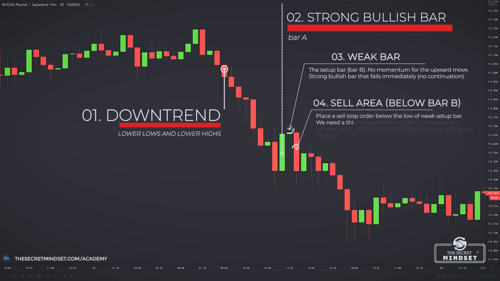So no momentum for the upward move, as we need a strong bullish bar that fails immediately. We trade in the direction of the downward trend by fading the counter trend move. Place a sell stop order below the low of the wick bar. The selling area is right above the low of the wick bar, following the strong bullish bar, with a stop loss above the wick bar. Then we need a third consecutive bar, bar C, to trigger the sell stop order. If bar C doesn't trigger the sell stop order, you cancel it.